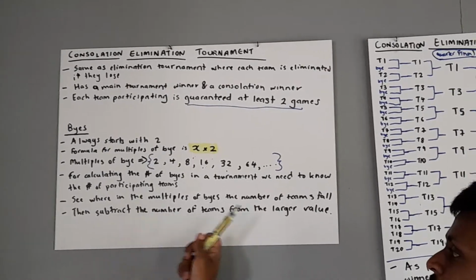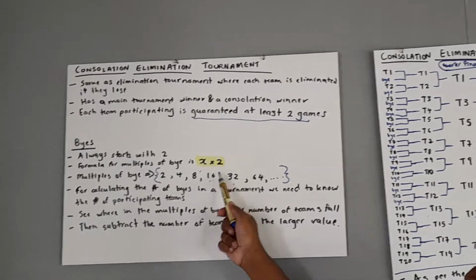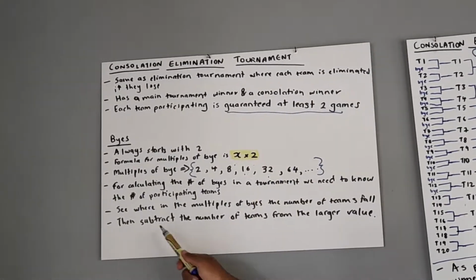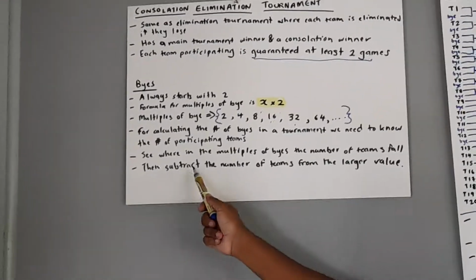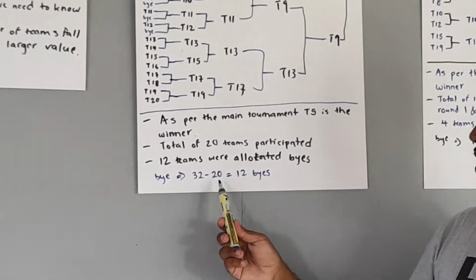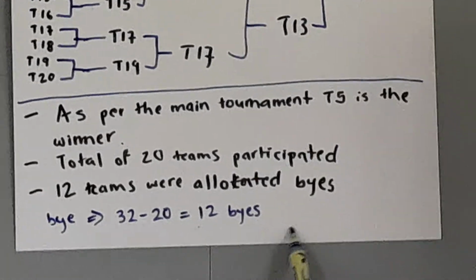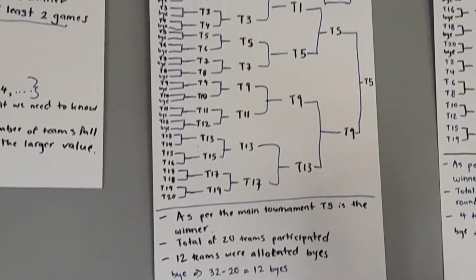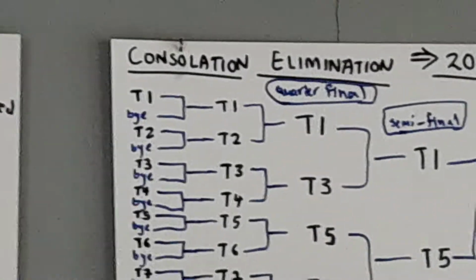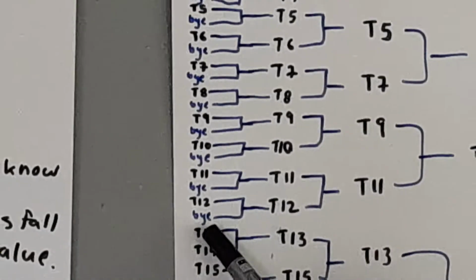So to calculate the number of byes, the number of teams, which is 20, falls between 16 and 32, and we subtract it from 32, the larger number. Since our number of teams is 20 and falls between 16 and 32, we subtract 20 from 32 to get 12 byes. So we allocate 12 teams byes. For the purpose of this video, I have allocated the first 12 teams the bye.